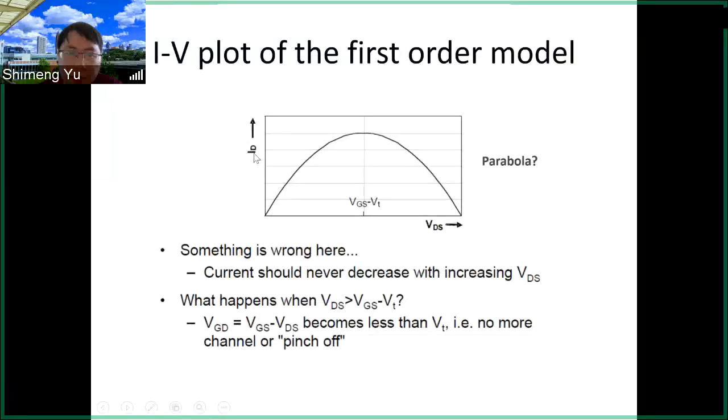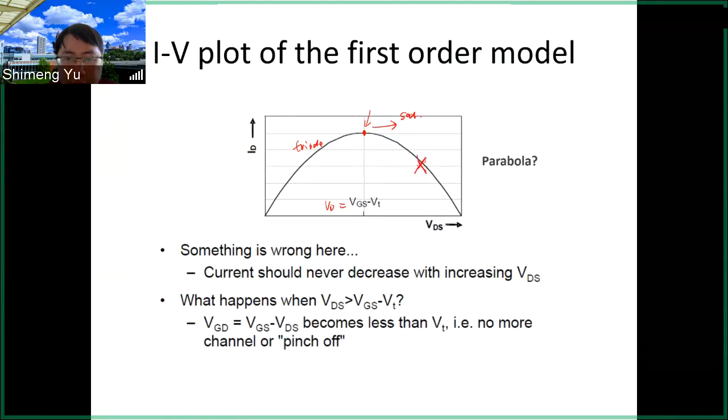So first the ID increases with the VD, and it will reach the peak when the VD equals VG minus VT. But after that, it will drop if we follow that equation. Of course, this is not true, because at this point, we are going to reach the saturation region. So before that, this is the triode region. And after this, we are going to enter the saturation region. So then we cannot use this equation anymore.